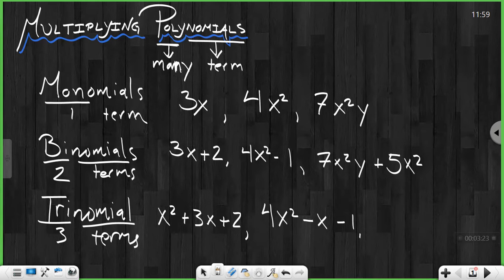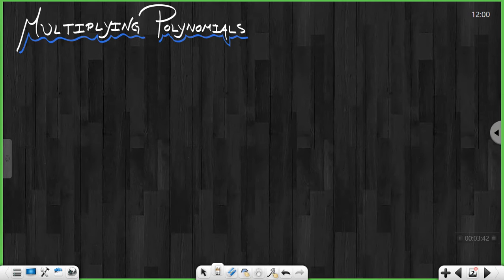We specifically look at multiplying monomials and binomials. We'll look at that today. And we'll look at multiplying binomials with binomials to get trinomials. We'll look at those pieces and what it looks like when we go into multiplying polynomials. Let's go to our next one.